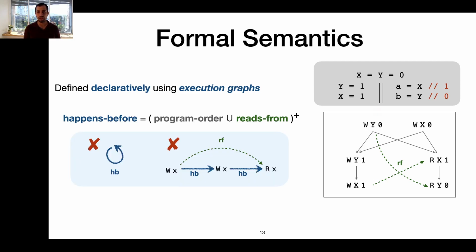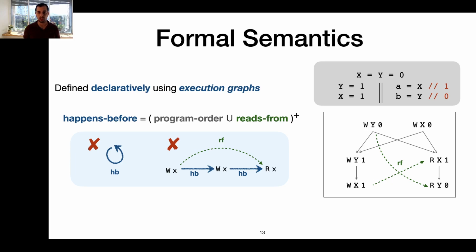Then causal consistency enforces 2 natural conditions. First, happens before should be irreflexive. It should not have loops, and this condition holds in our graph. Second, we should never allow this pattern. A read cannot read from some write if there is an intermediate write in between them in the happens before order.